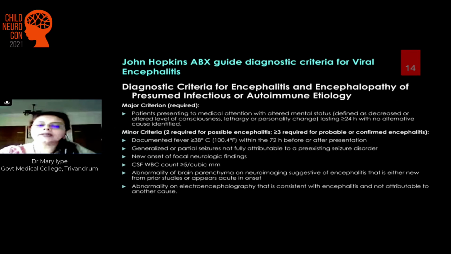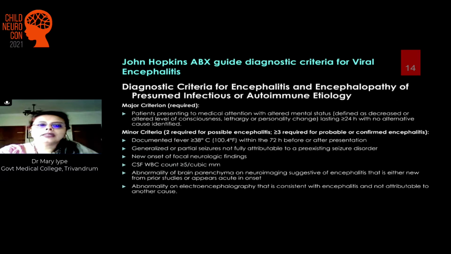The minor criteria: documented fever more than 38 degrees centigrade, and generalized or partial seizures not fully attributable to a pre-existing seizure disorder, new onset focal neurological findings, CSF WBC count equal to or more than 5 per cubic millimeter, abnormality of the brain parenchyma on neuroimaging suggestive of encephalitis, that is either new from prior studies or appears acute at onset if this is the first MRI, and abnormality on electroencephalogram that is consistent with encephalitis and not attributable to another cause.